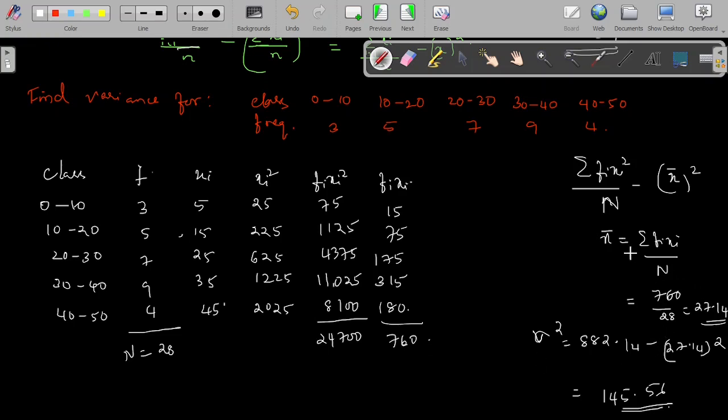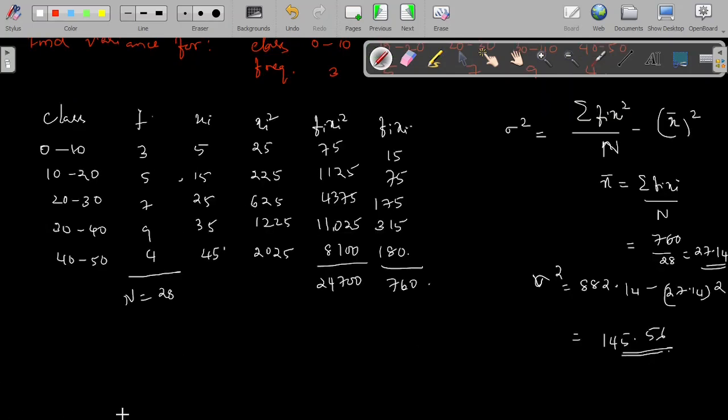So we have to substitute here to get the mean. 760 divided by 28 gives you 27.14. Then sigma square, use this formula, the formula for the variance. Substitute this value: 24,700 divided by 28 gives you 882.14 minus x bar square. Mean is 27.14 square. When you simplify this, you will get the final answer as 145.56.